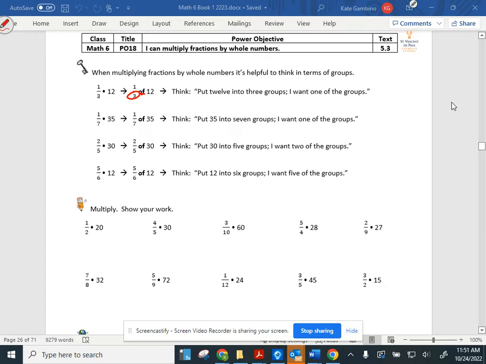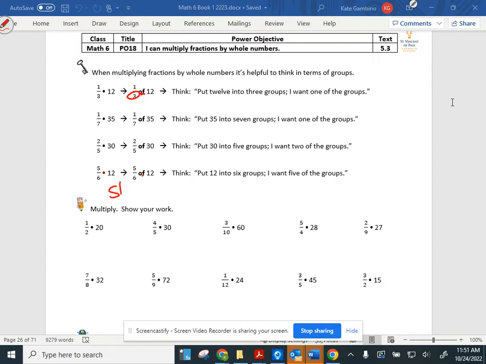So when we're breaking it up this way, you can actually think of doing it in several ways. So let's finish this up. 2/5 times 30 is saying 2/5 of 30. So you're taking 30, putting it into 5 groups, and then saying I want 2 of those groups. 5/6 times 12 is 5/6 of 12. So you want 12 broken into 6 groups, and I want 5 of those groups.